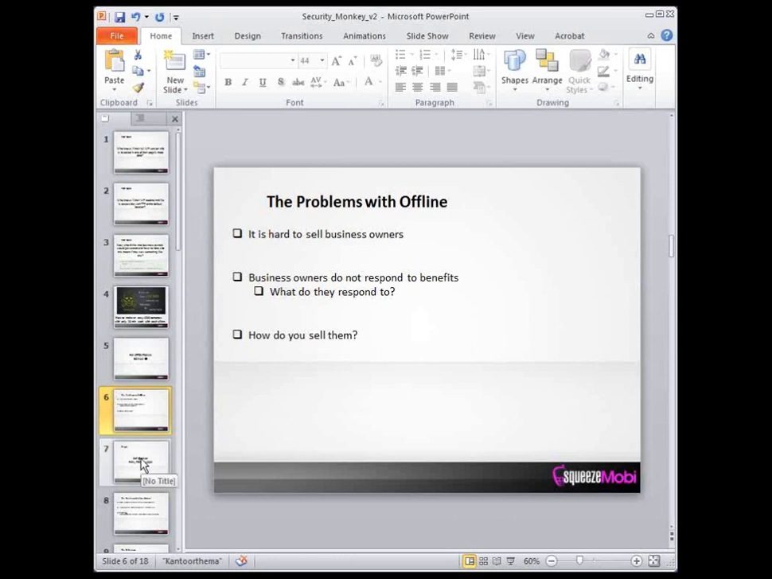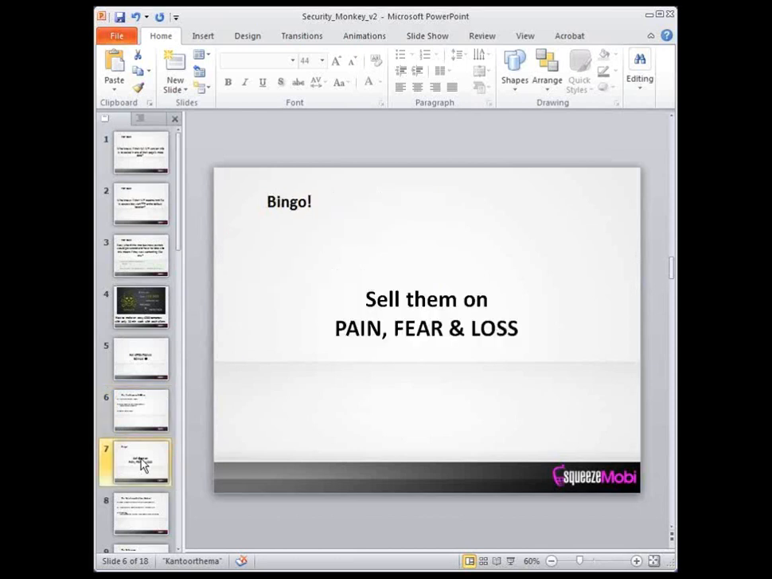The answer to that, drumroll please, is pain, fear, and loss. Pain, fear, and loss is exactly, show them, John, exactly. Show them their vulnerabilities. Pain, fear, and loss. What are they vulnerable to? What are they losing out on?